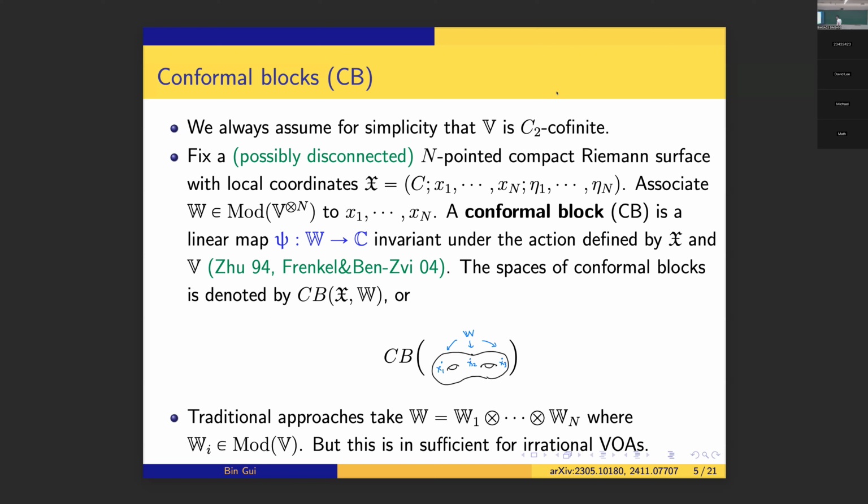And here I want to point out one very important difference between our setting and the traditional setting of conformal blocks. Traditionally, when people study conformal blocks, they like to take this W to be a tensor product of V-modules. But if you take W to be in this form, then you cannot cover pseudo-Q-traces. In order to get pseudo-Q-traces, we have to consider these modules of the tensor product VOA, which cannot necessarily be written as tensor products of V-modules or their direct sums. So this is a very important difference between our setting and the traditional setting.